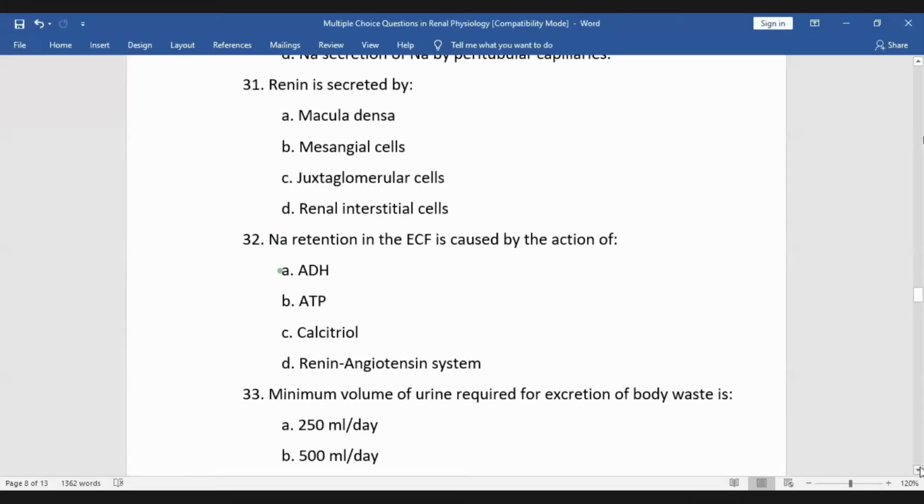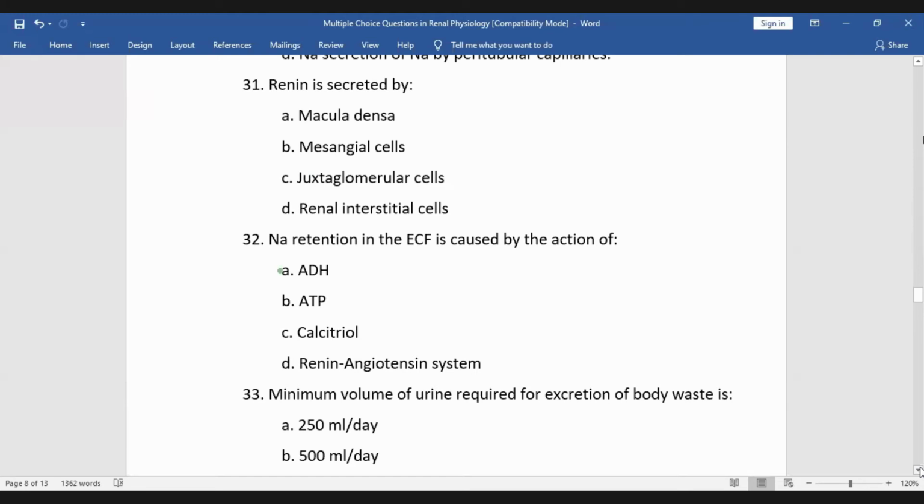Ladies and gentlemen, renin, though it is an enzyme, that's right to remember, but we still treat it as a hormone. Renin is secreted by juxtaglomerular cells. You are right, guys. Not by macula densa, not by mesangial cells, not by the renal interstitium, but juxtaglomerular cells. These juxtaglomerular cells are granular smooth muscle cells, and they secrete renin whenever there is a fall in the blood pressure.